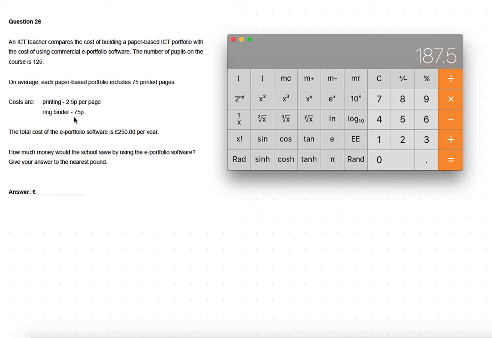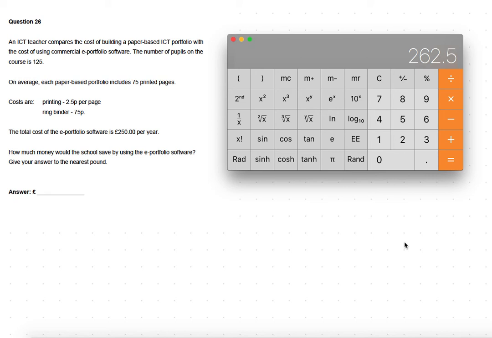Now we've got a ring binder. The price of the ring binder is in pence, so we add that on. Again, don't change it to 0.75, because you're just creating problems for yourself. We add that on. This is how many pence it costs for one pupil.